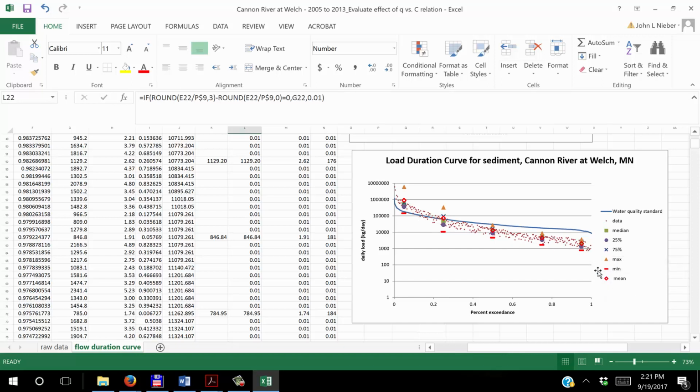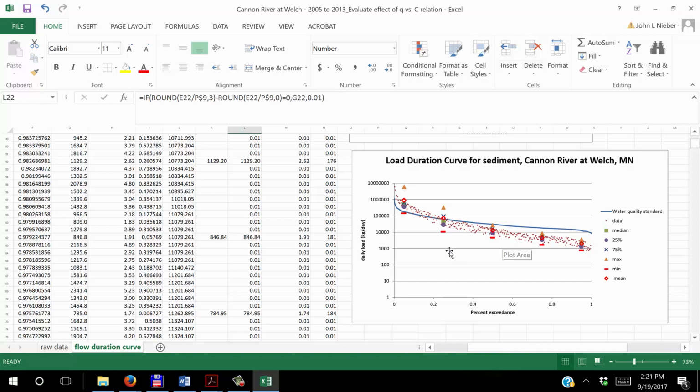Also shown on here are the mean values at any given exceedance value, the maximum value, the minimum value, 25% quartile, 75% quartile. 75% just basically means 75% of the values at any given level here are less than that value. 25% means 25% are below. The median value is also plotted. Median just means 50% of the values at any given level are below that value.